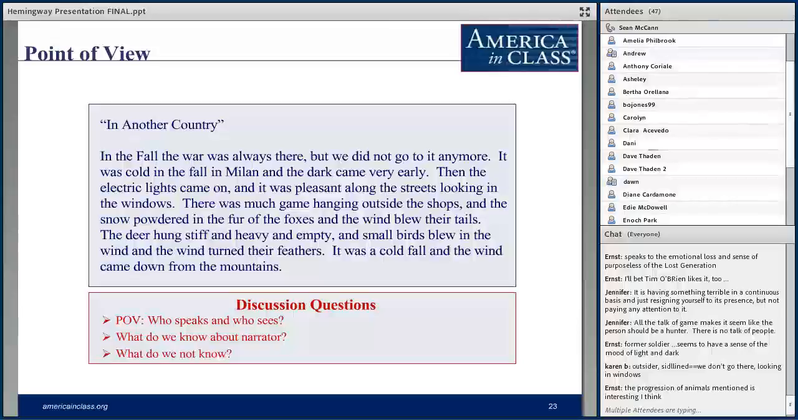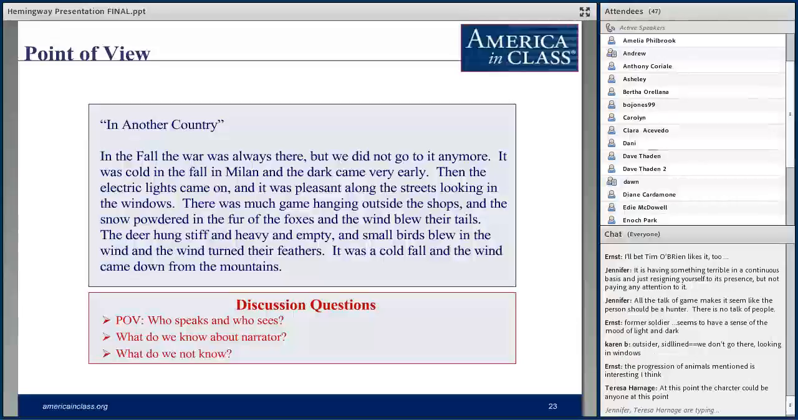And Karen makes a really good point here. She notes that he is an outsider. He's sidelined. We don't go there anymore, and he's looking in the windows. Bunbury writes the progression of animals mentioned is interesting. I hadn't thought about the progression. Yeah, that's something to focus on.